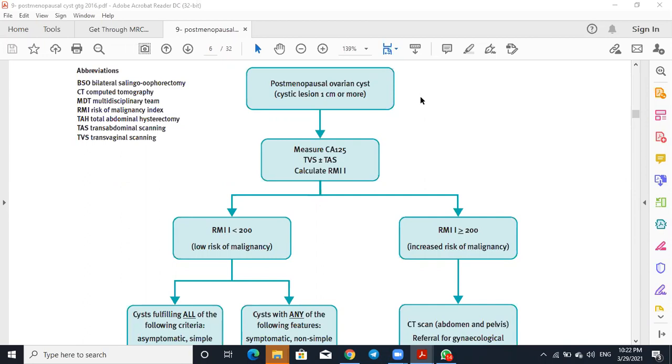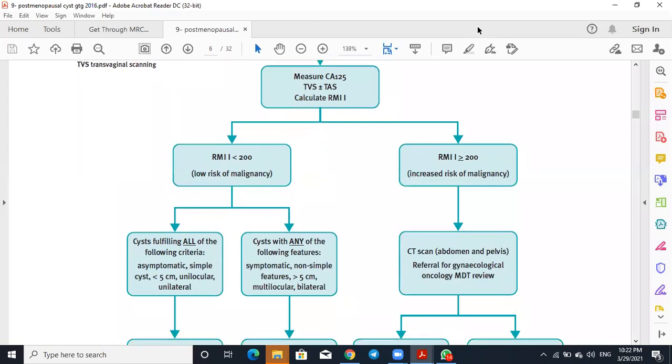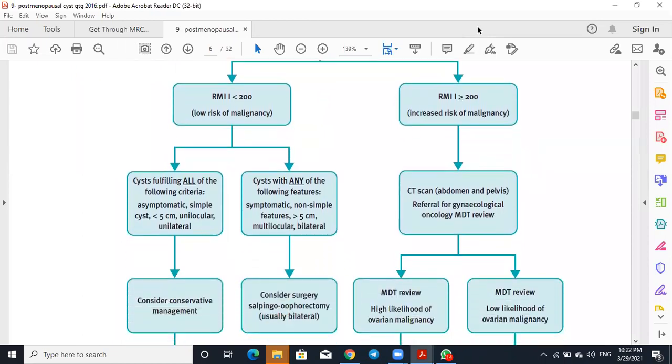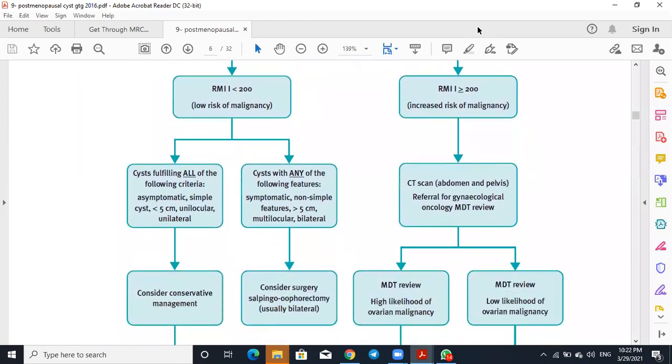After calculating the RMI, we get two scenarios: if it is less than 200 or if it is more than 200. If it is more than 200, it means it is high risk of malignancy. And what will we do? Usually the question comes: CT scan, abdomen and pelvis, if it is more than 200. After that, you have to refer for gynecological oncology MDT review.